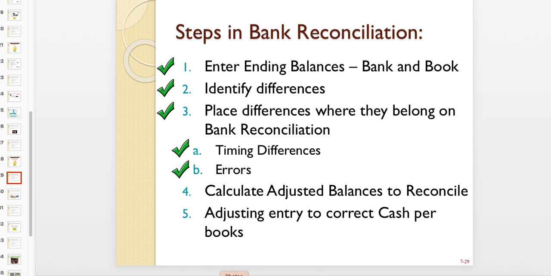So in our last few lecture series, we've gone through all of these steps. We identified the total differences between our bank and our book. We then did a detailed look at what those differences were. We put those differences where they belong on the bank reconciliation. And now it is time for us to determine if we've actually accounted for everything and accounted for it properly. And that step is called reconciliation.